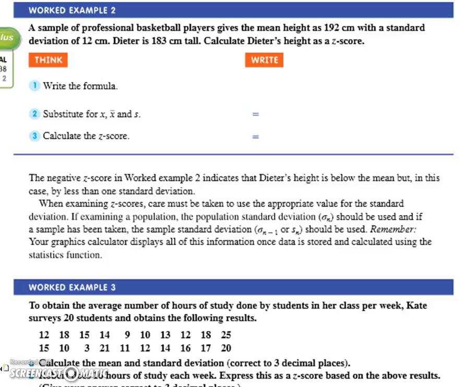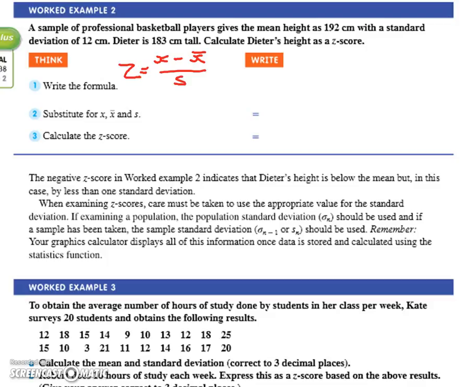All right, so a sample of professional basketball players gives the mean height as 192 with a standard deviation of 12. Dita is 183 centimeters tall. Calculate Dita's height as a Z-score. So first thing we've got to do is what? Write down the formula. So Z equals X minus mean of X over S. You should be able to do that very quickly. If not, it will be in your formula sheet.